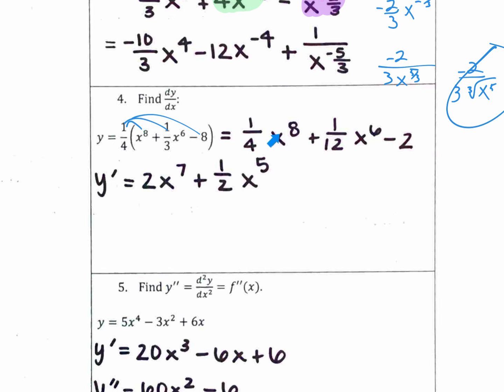So here's our function. If we use power rule, 8 times 1/4 is 2. Take 1 away, you get 7. 6 times 1/12, 6 over 12 is half. Take 1 away. And then right here we have a constant. And constants, the derivative, oh, that's a sloppy letter D. I'm sorry. The derivative is 0.